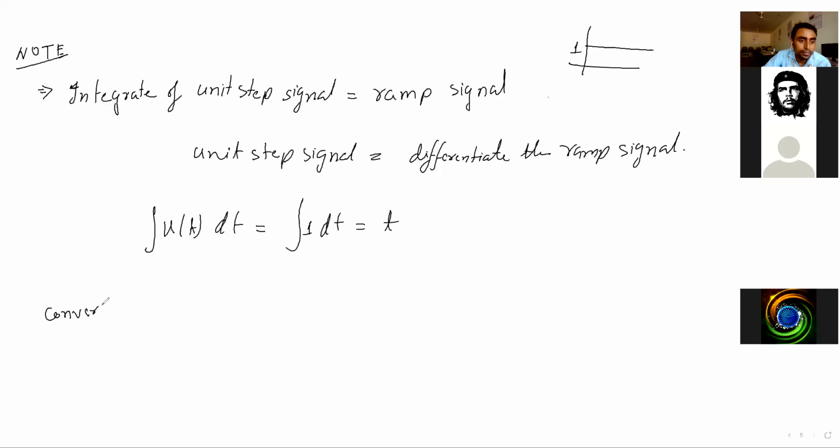Conversely, when we differentiate the ramp signal, d by dt of r(t), where r(t) equals t, d by dt of t is 1. So we will get 1, and 1 means a unit step signal. Like that, mathematically also our concept can be cleared.